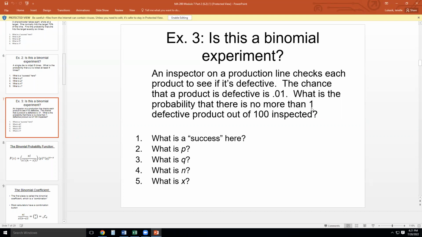No more than 1 means 1 is like our top. We don't want to find any more than 1, not 2, 3, 4, etc. So 1 would be the most we want to find. That would be our X. However, we could also be happy if we found 0 defective products. So when you see the phrase no more than, it means that we're going to check that number and below all the way down to 0. So we have more than one X value here, 0 and 1.